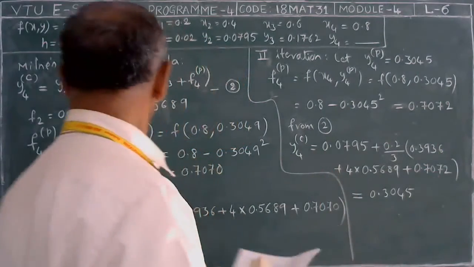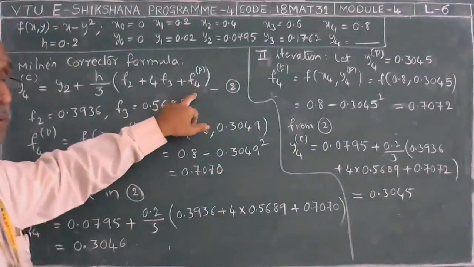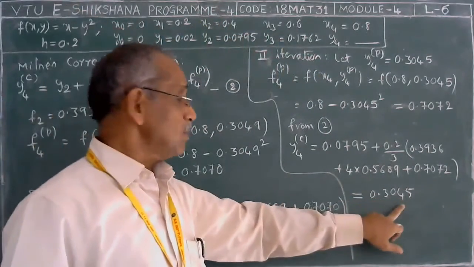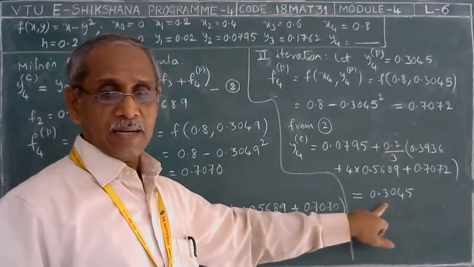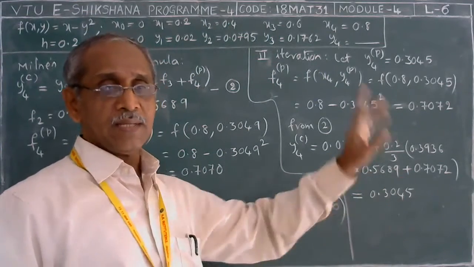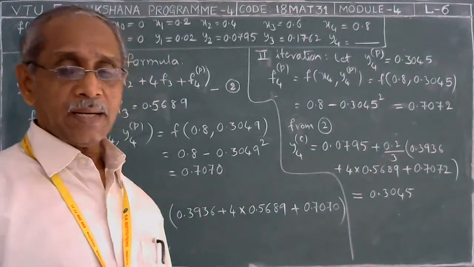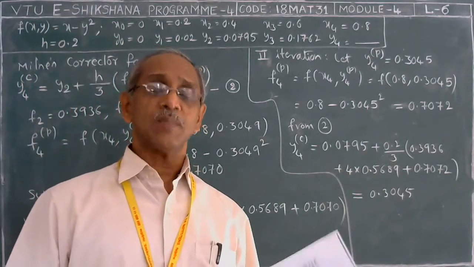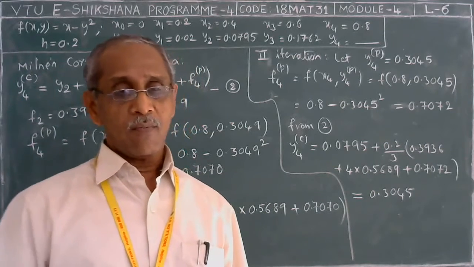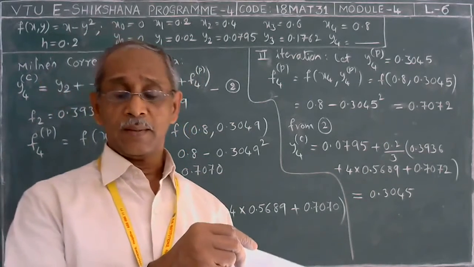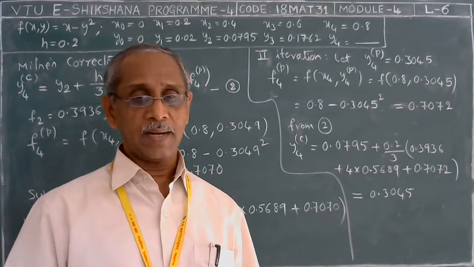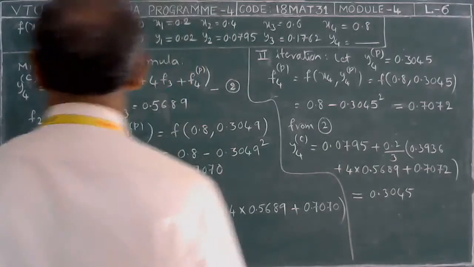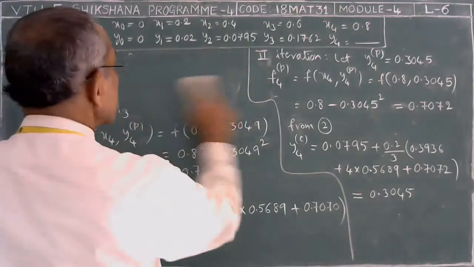So from 2 you get 0.3045 again. Our first iteration was also 0.3045. The second iteration is also 0.3045. Since the first iterated value and second iterated value are the same up to 4 decimals, we conclude that the value of y at x is equal to 0.8, that is x4 is equal to 0.8, is 0.3045.